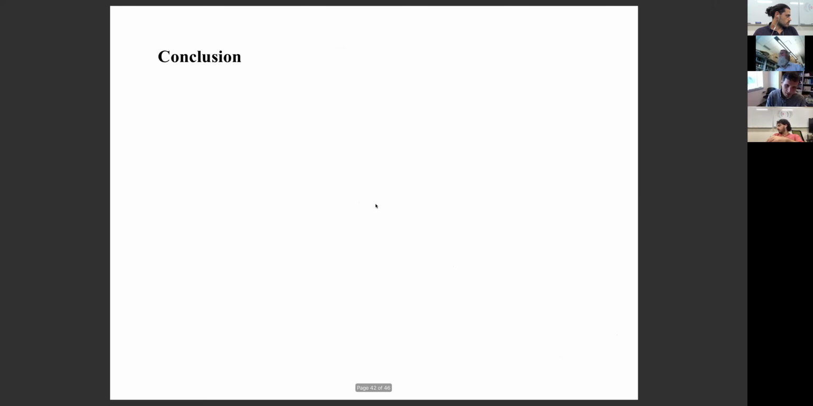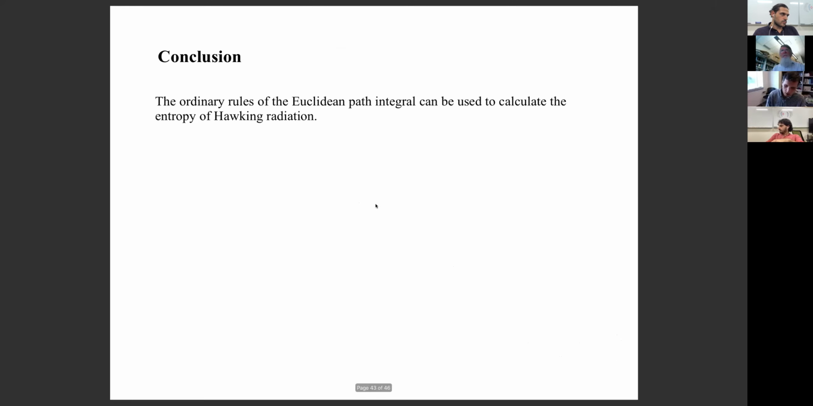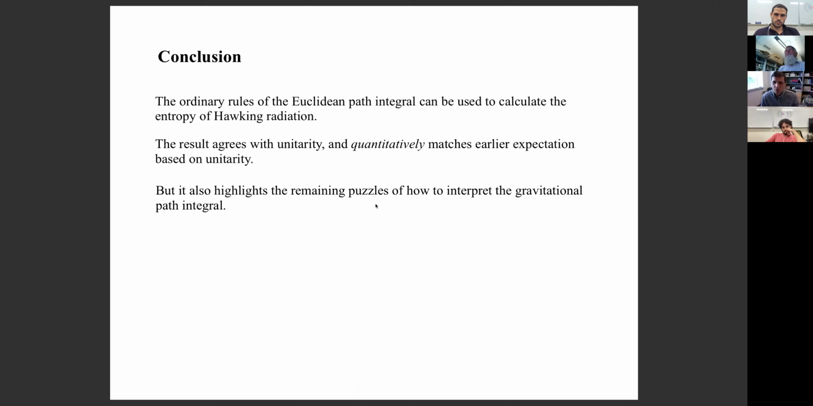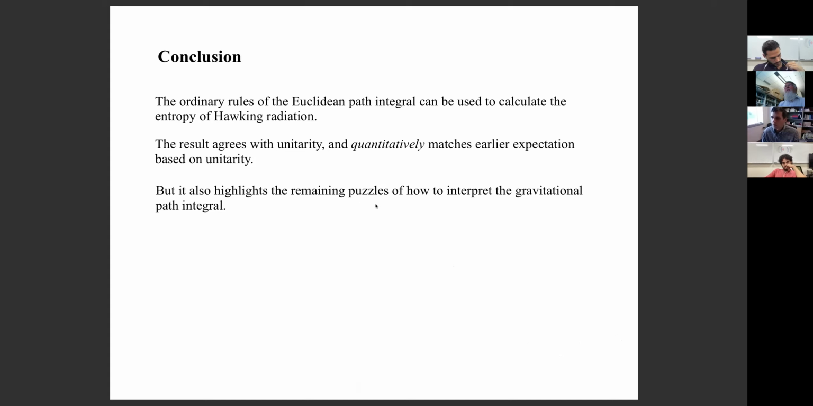So I'm going to end there and conclude. The conclusion is that the ordinary rules of the Euclidean path integral can be used to calculate the entropy of Hawking radiation. The result agrees with unitarity and quantitatively matches the earlier expectation based on unitarity. But it also highlights the remaining puzzles of how to interpret the gravitational path integral, and in particular, how to interpret higher topologies in that path integral.